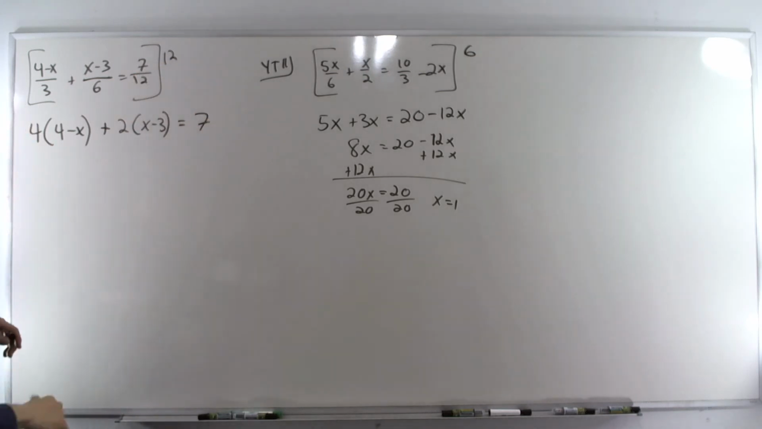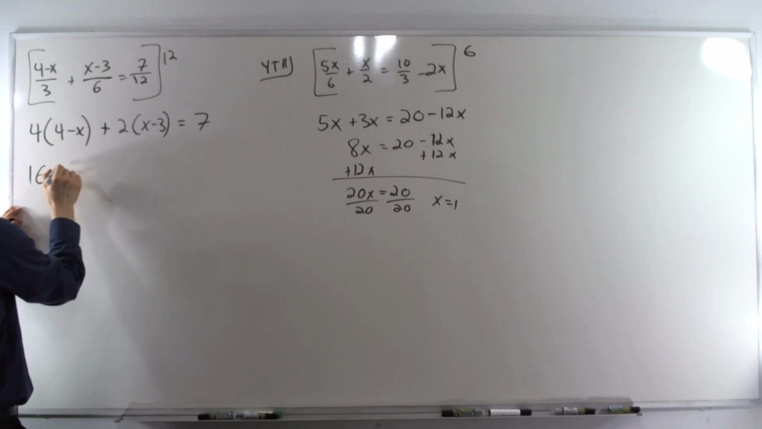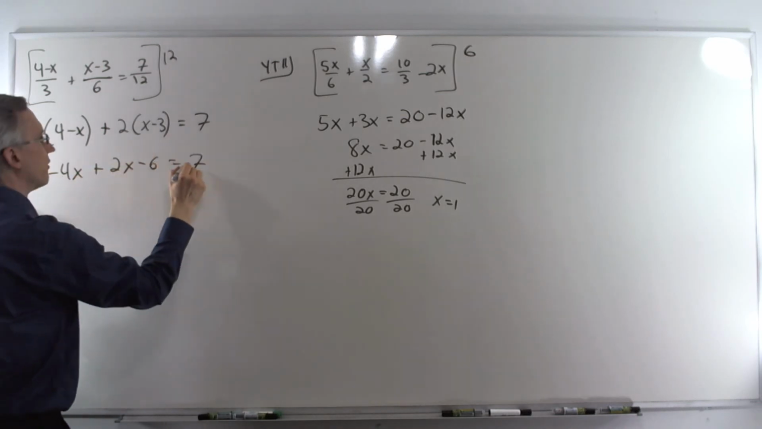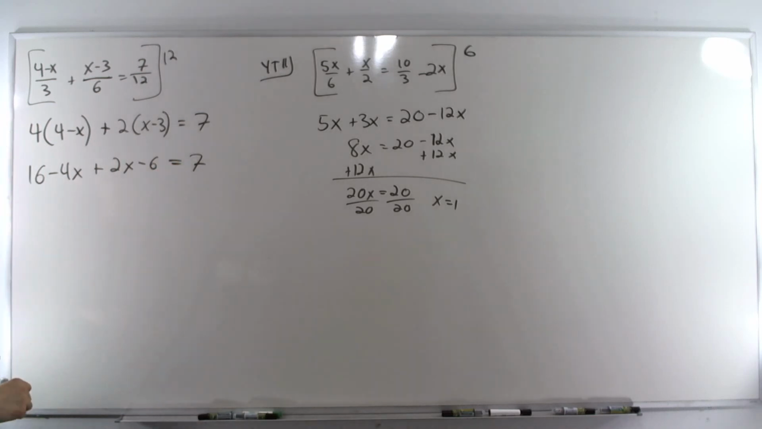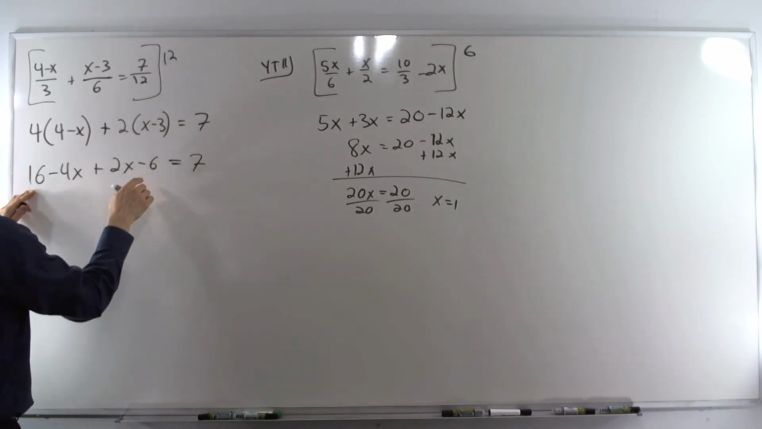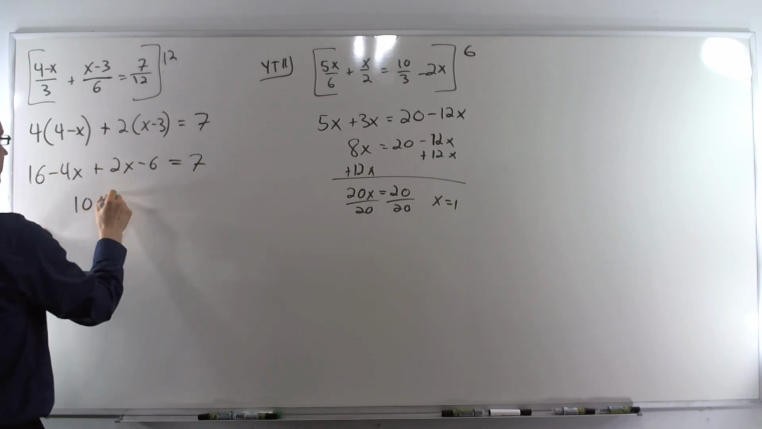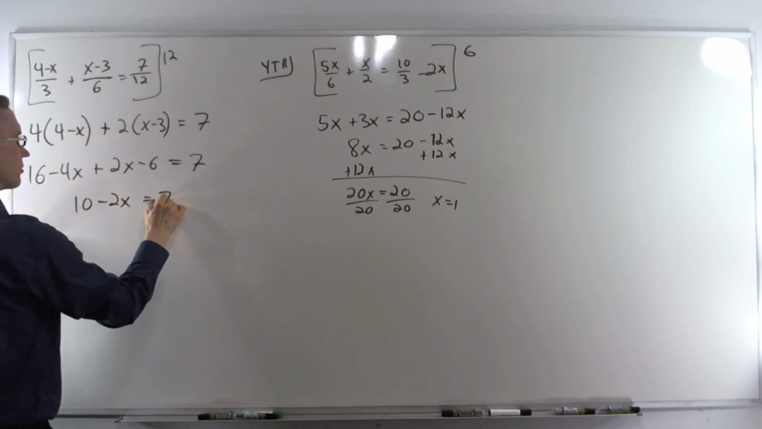All right, now we can distribute. 16 minus 4x plus 2x minus 6 equals 7. Combine like terms. 16 minus 6, that's 10. Negative 4x plus 2x, that's negative 2x. So 10 minus 2x equals 7.